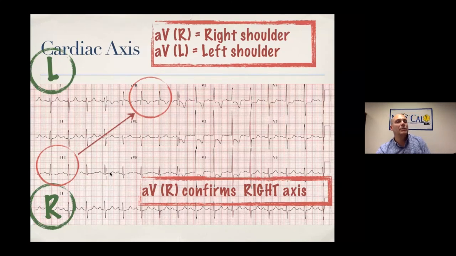Now, some people have a little bit of difficulty with that, but that's typically the easiest way to do it. Some people have thumbs they put together, other kinds of things like that. This is the best way I've found, just marking on the EKG and then comparing them. So positive in R, I'm going to confirm it in the right shoulder. If it's positive in the right shoulder, those two match each other, then that's a right axis. Versus the other way, if it's positive in left, I'm going to confirm it in the left shoulder. If those two are upright, then it's a left axis.